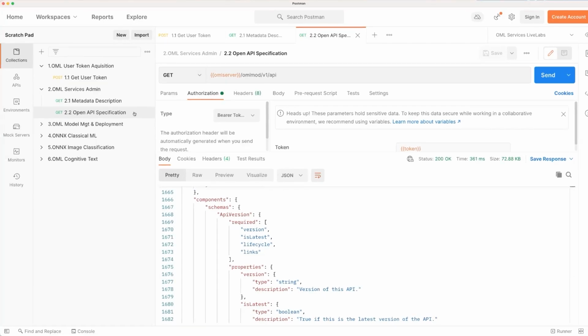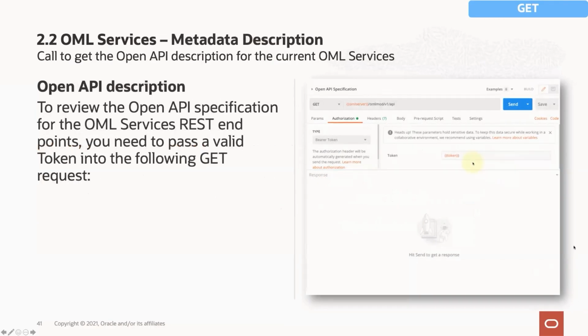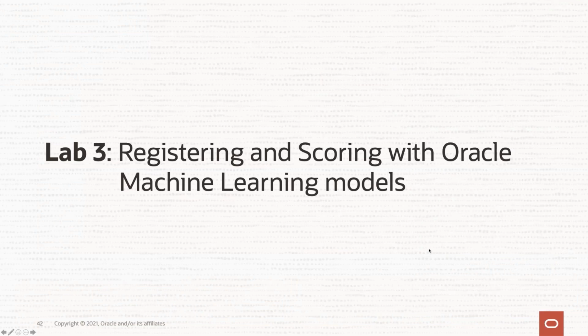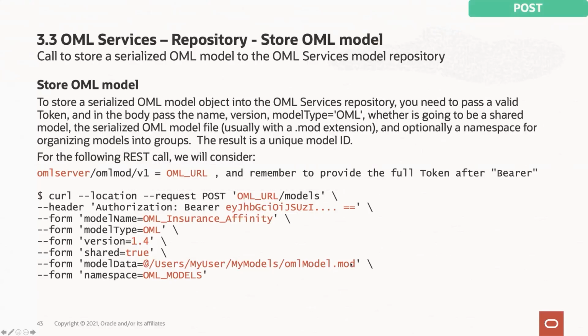Okay, but now for the fun part, right? So we don't have any models. So let's move on to lab number 3 then. Let's now do the first thing. We're going to register and score with an Oracle Machine Learning model, okay? So first things first, to do that, basically we're going to need a serialized Oracle Machine Learning model, right? That is a file that we need to push to the OML Services model repository.